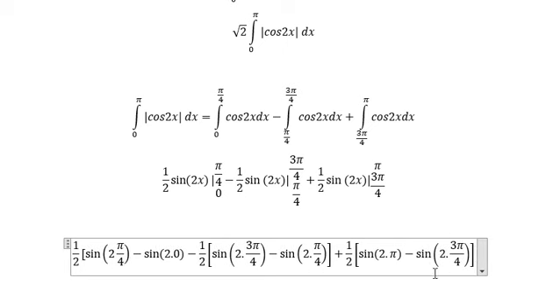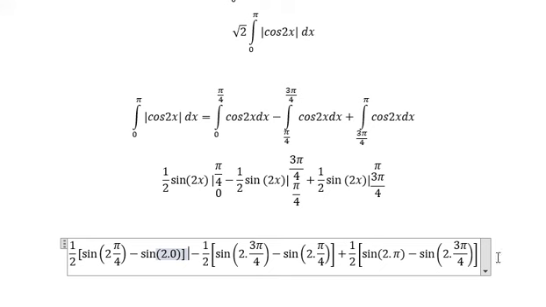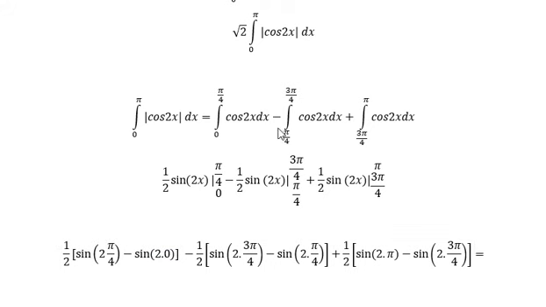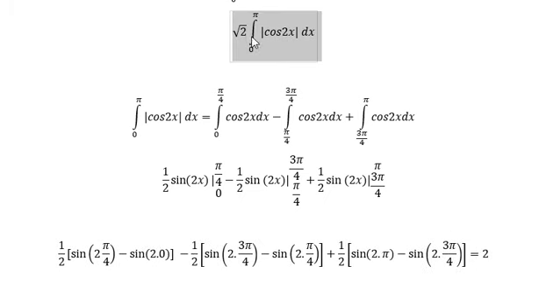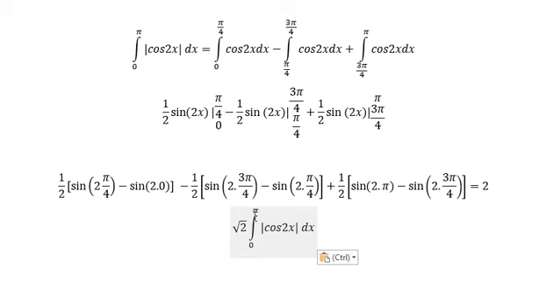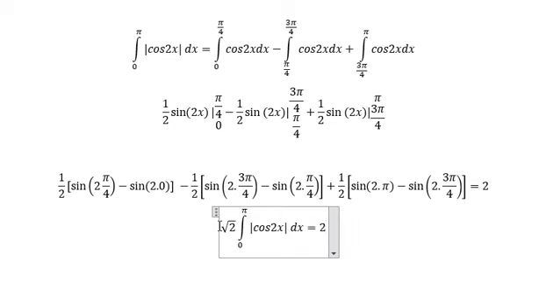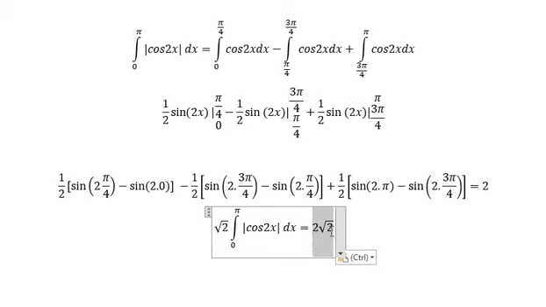So we calculate everything in here, and we get a final answer. This one, you get 2. Now we combine the answers. So this integration, you get 2, and we get the final answer. The area of this one is this number in here.